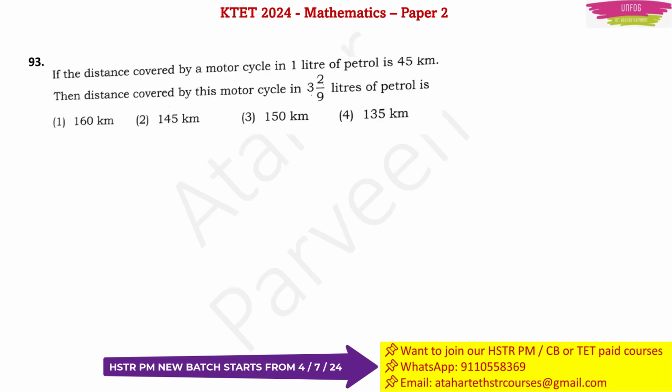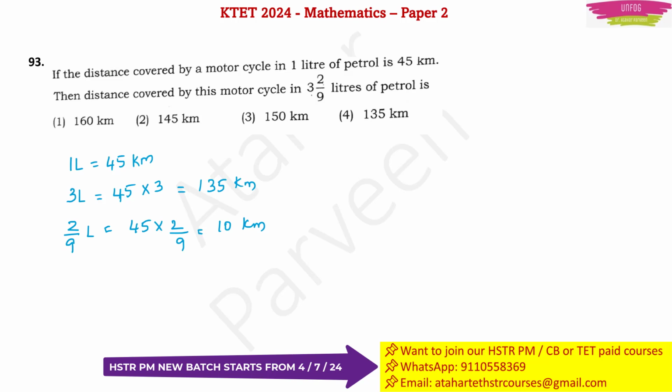Next question. If the distance covered by a motorcycle in 1 liter of petrol is 45 km, then the distance covered by this motorcycle in 3 2/9 liters of petrol is. So this is a simple unitary method problem. For 1 liter it is 45 km. For 3 liters it will be 45 into 3, which is 135 kilometers.